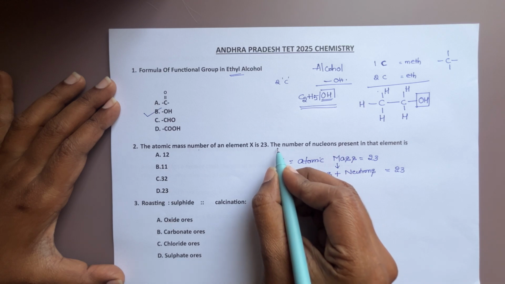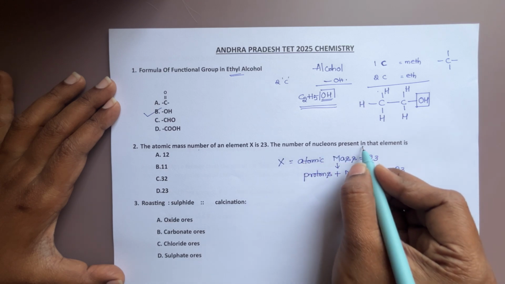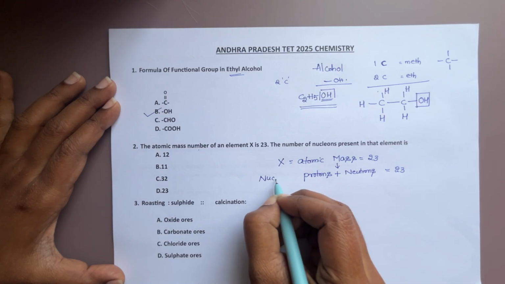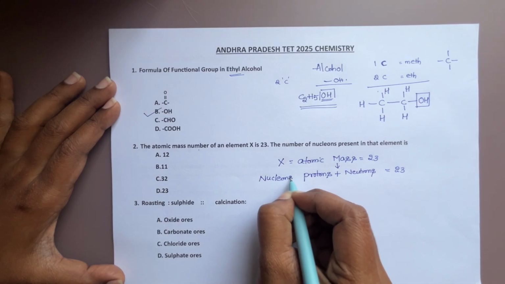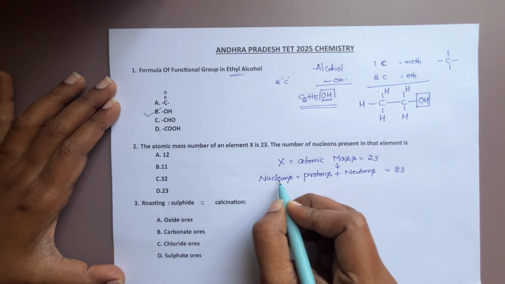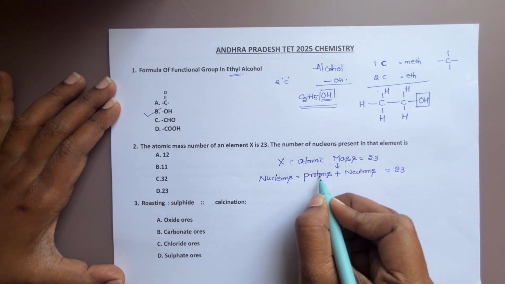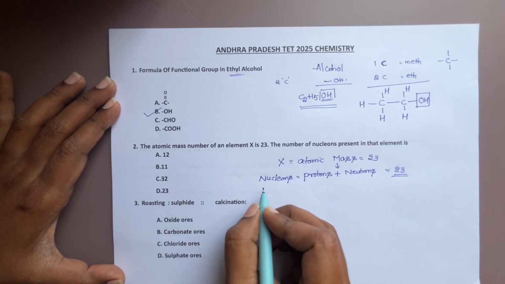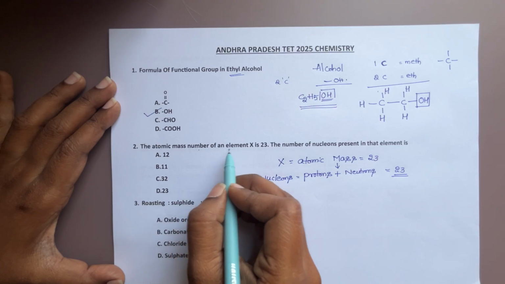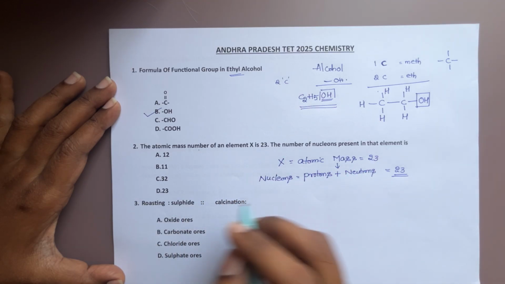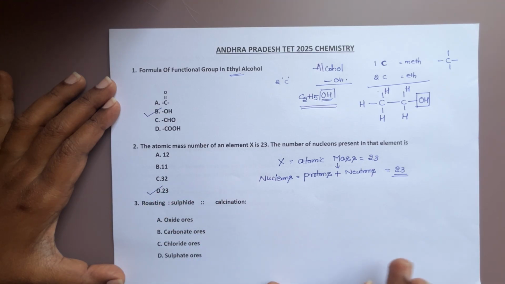They are asking the number of nucleons present in that element. Nucleons are also nothing but protons plus neutrons. So mass is nothing but nucleons. What are nucleons? Protons plus neutrons. So how many nucleons are present? The mass number is 23, which means obviously nucleons is also 23. So the answer is option D, 23.